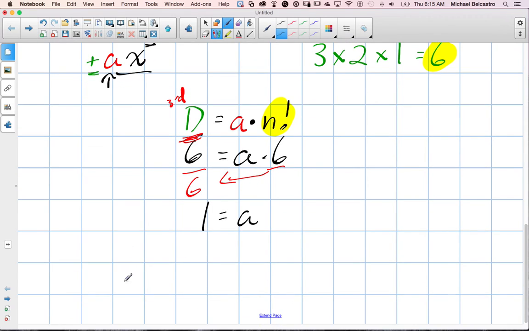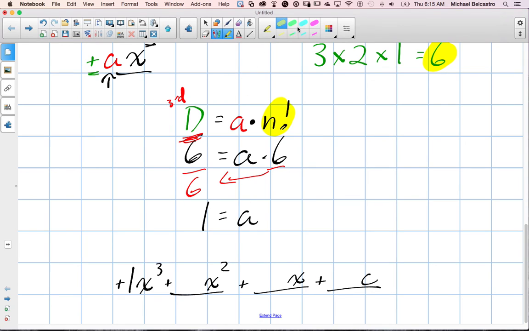So what we know about our polynomial is that we have positive 1 x to the power of 3, and then we have something x to the power of 2, something x, and probably some constant value. So the differences at least give us information about the leading variable's power, whether the function is positive or negative, and the leading coefficient.